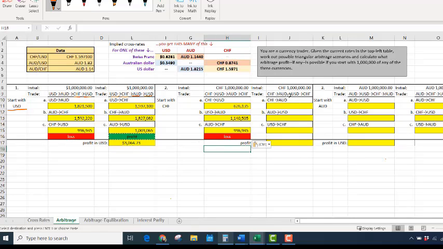Okay, now let's try the other option here, starting with Swiss francs. We first convert them to Australian dollars, then back to US dollars, then back to Swiss francs. So we're starting with our million Swiss francs, and now converting them to Australian. So what is the Australian dollar price of Swiss francs?